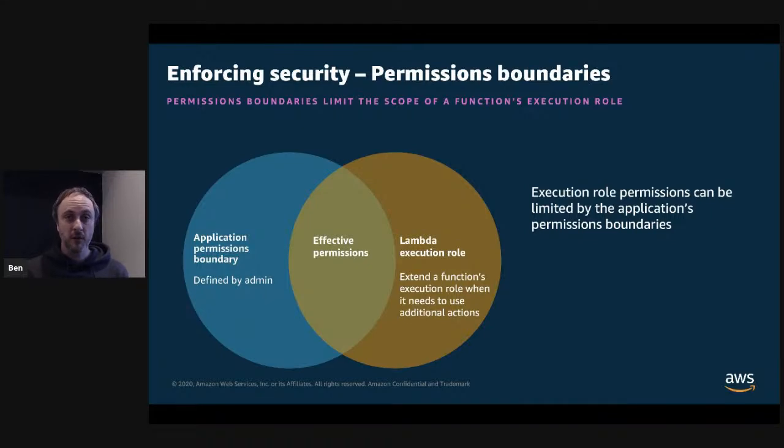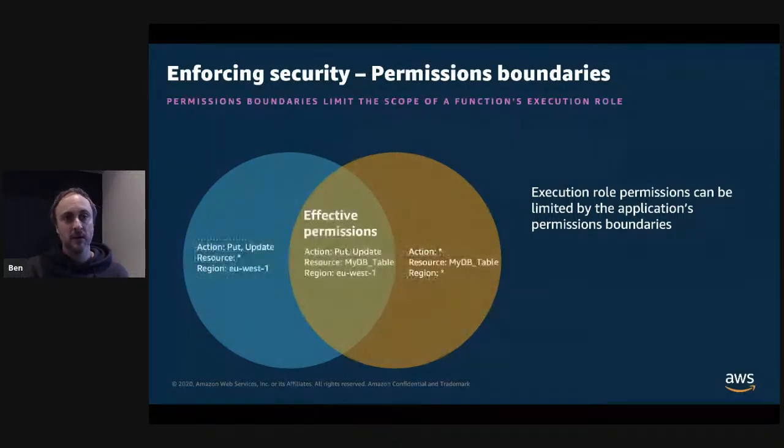And I can go further with this still by creating something called a permission boundary. And I can use this to limit the scope of a function's execution role. So this can prevent users with write access from escalating an application's permissions beyond the scope of its own resources. So what that means is even if the function's execution role is granted additional permissions, they're only effective if it's also allowed by the permission boundary.